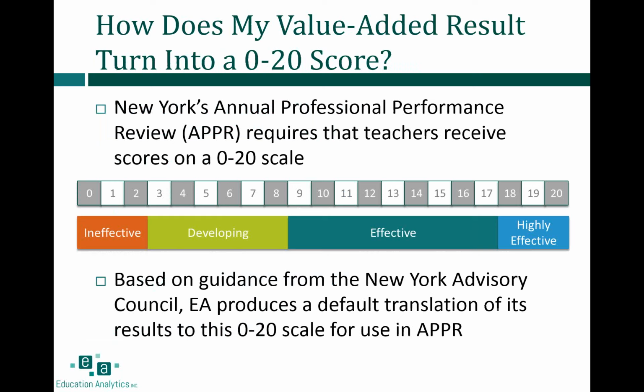Next question is, how does my value-added result turn into a 0 to 20 score? New York's Annual Professional Performance Review, or APPR, requires that teachers receive scores on a 0 to 20 scale. Based on guidance from the New York Advisory Council, Education Analytics produces a default translation of its results to the 0 to 20 scale for use in APPR.